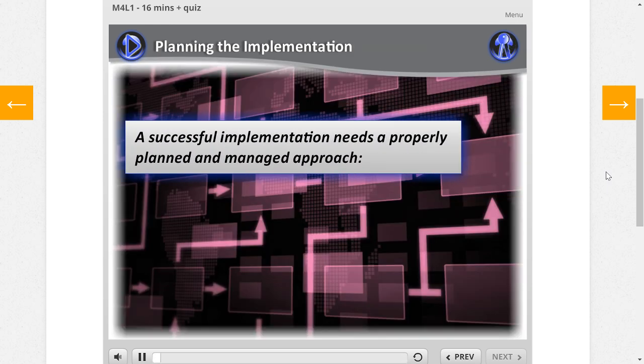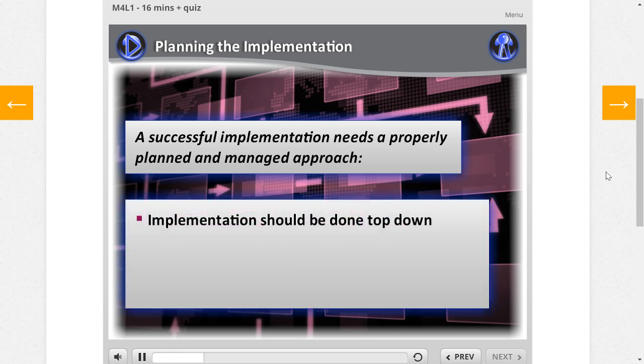To get value from COBIT requires a properly planned and managed approach. It will not be successful if done in a piecemeal fashion. For example, implementation should be done top-down. That is, if not initiated by top management, it must certainly be backed and driven by them. And that support must be ongoing. There should be a declared business purpose for the initiative, and that purpose must be clear to all stakeholders. More generally, the recognized good practices for organizational change and stakeholder management must be employed. For example, communication and seeking out quick wins to gain and maintain buy-in.